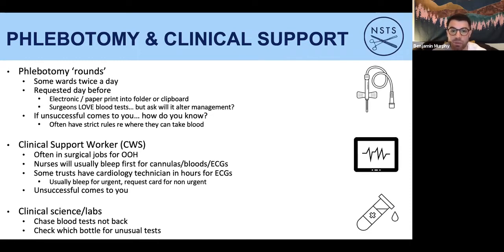And any unsuccessful bloods from the phlebotomist will come to you. But how do you know? Sometimes they just leave it on the side, and you will honestly find that you try to chase these blood tests at 2 or 3 o'clock in the afternoon, and you find out that there are 5 blood tests to do. And sometimes they're all urgent. So you end up doing a last minute phlebotomy round and everyone just has to grab a blood and go.